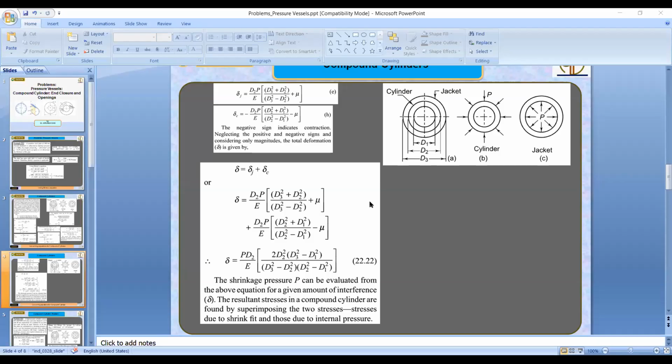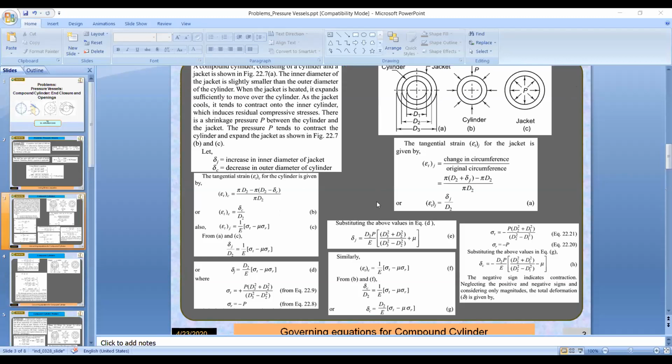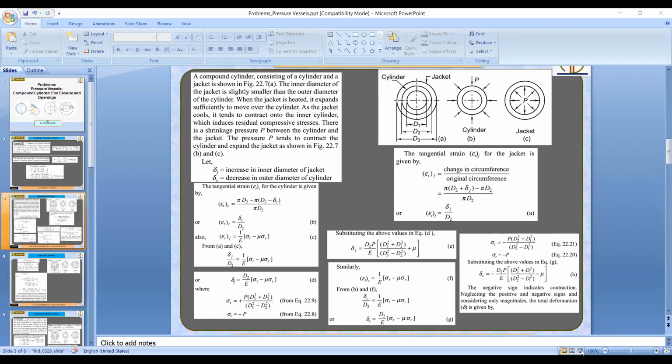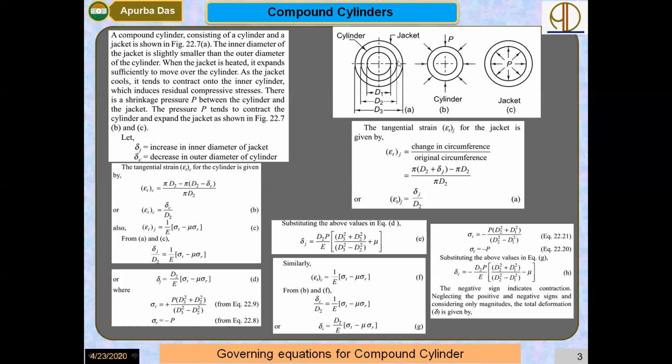Okay, so we were here in the compound cylinder. As I told, a compound cylinder consists of more than one cylinder. The inner one is called the cylinder and the outer one is called the jacket.